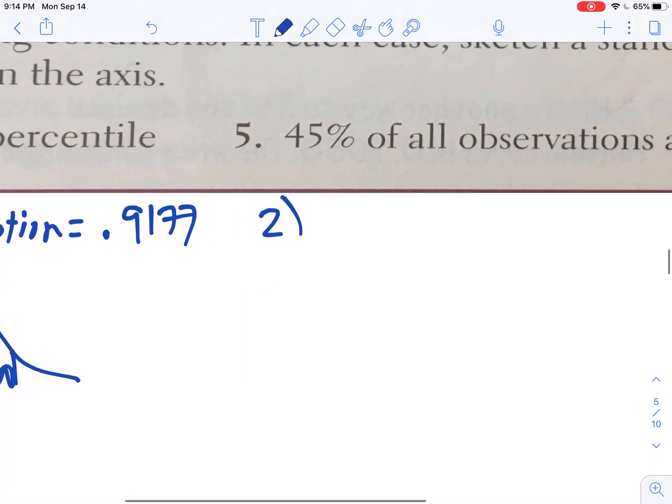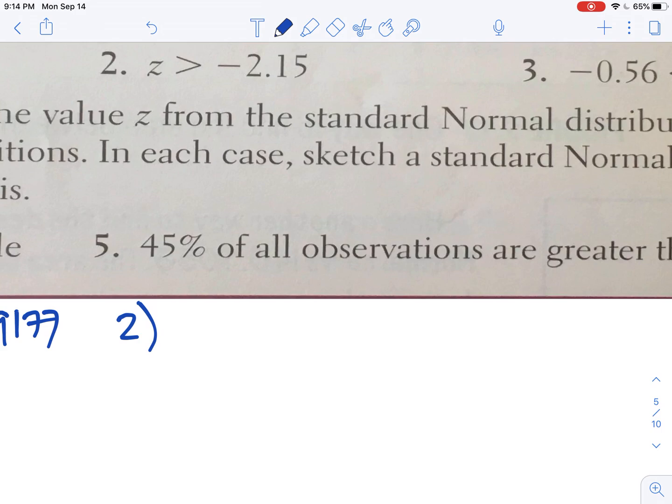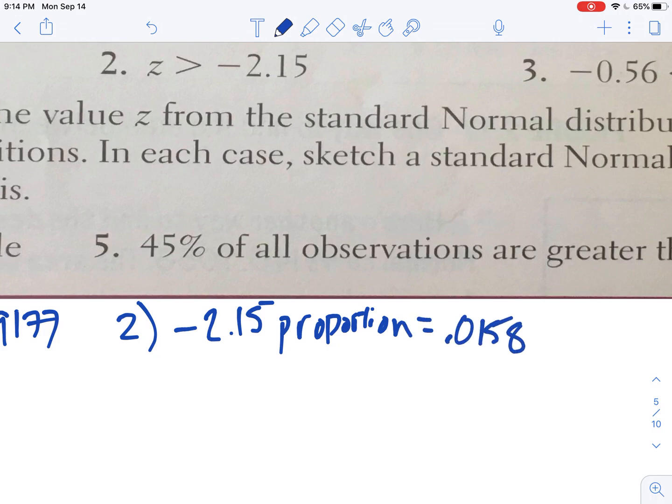Number 2 is a little bit more complicated because I'm looking for the z-scores that are going to be greater than negative 2.15. Again, I don't have the negative table A in these notes, but they're in your book, and I will show you where they are in class. Negative 2.15, you go to your table A value, and you find that negative 2.15 proportion is equal to 0.0158.